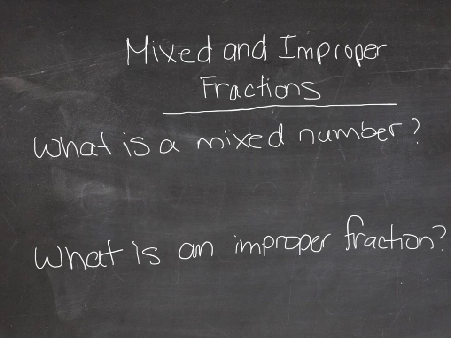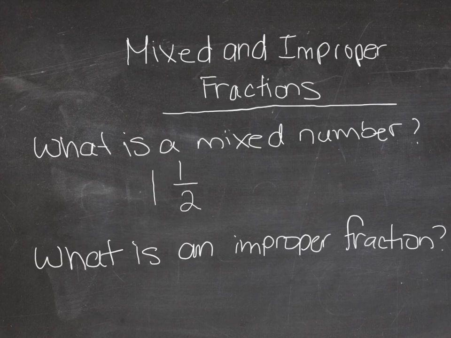So in this video we're going to discuss mixed and improper fractions and converting between the two. So first of all, what is a mixed number? A mixed number is something that has a whole number part as well as a fraction part. So for example, 1.5 is an example of a mixed number.